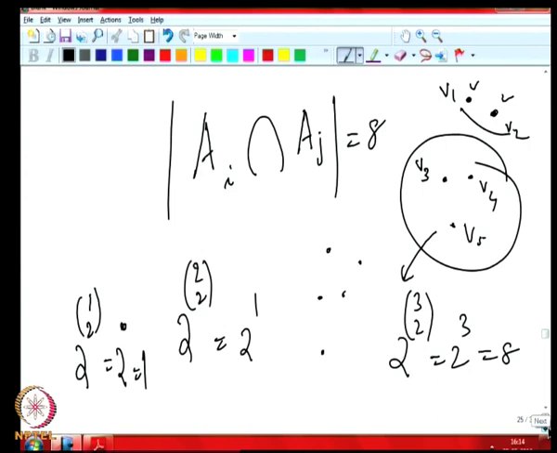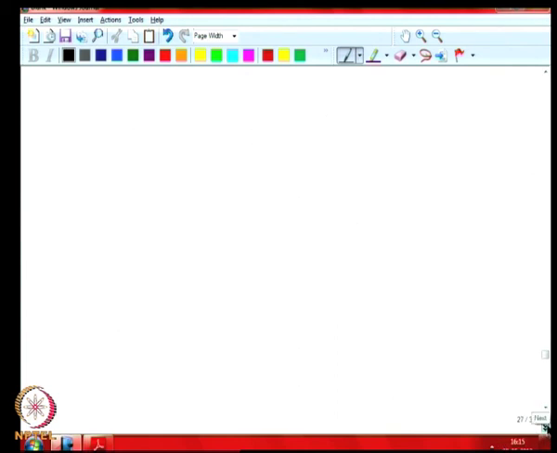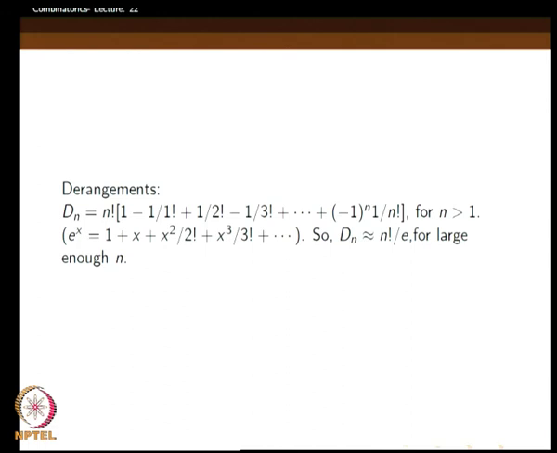So now what we do is, the next one. So the next problem is about derangements. This is also an important problem. So we will quickly do this thing.